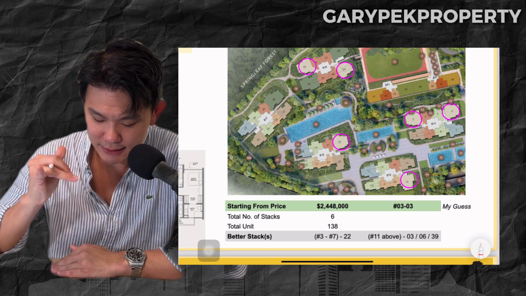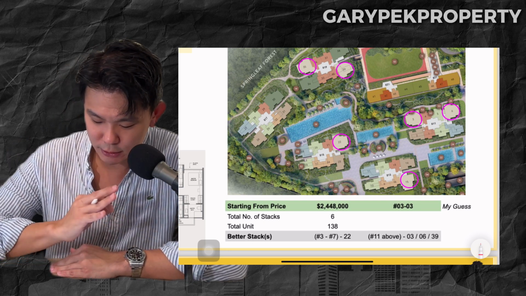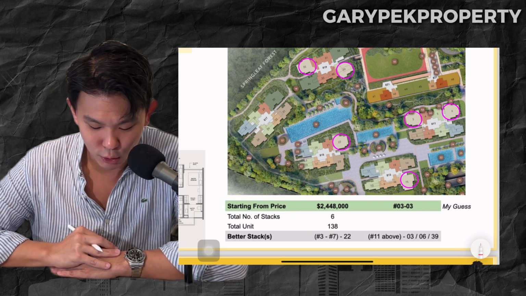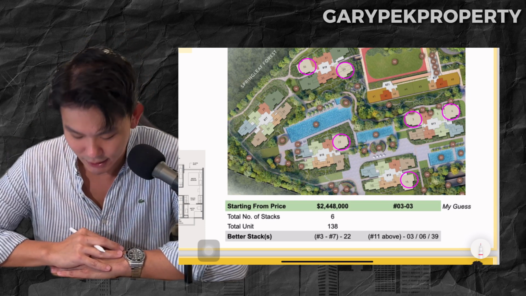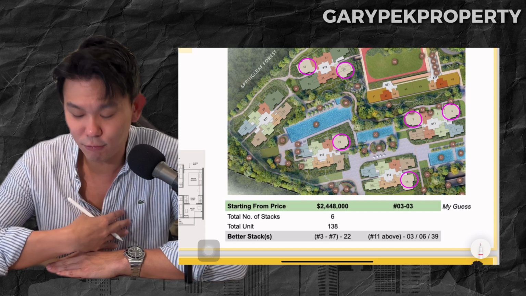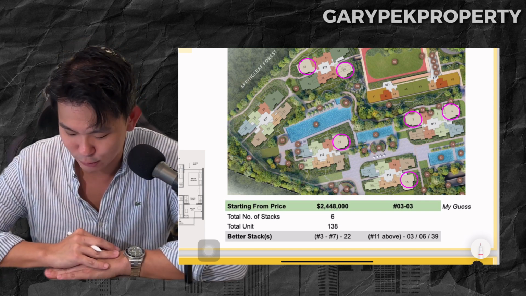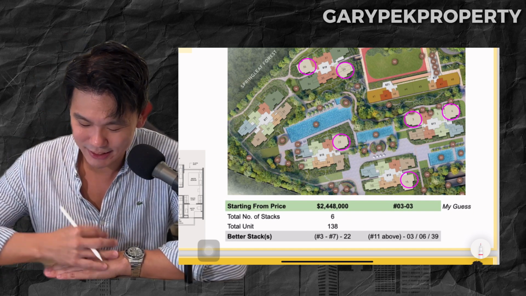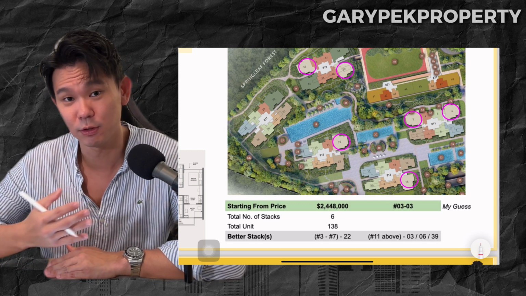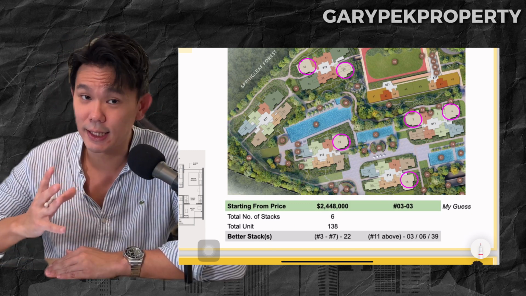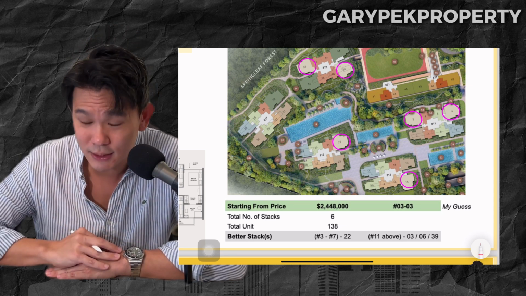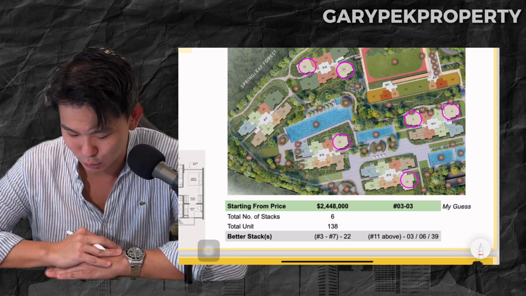Okay, so there's 6 different stacks, namely stack 3, 6, 15, 22, 35 and 39, out of which there are 138 units. My guess for the starting from price would be at 03-03, because it is facing the conservation house. Not much of a view. You'll be literally facing your neighboring unit, because they decided to convert the conservation house into a residential unit as well.